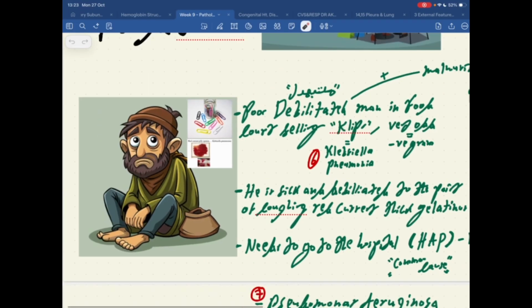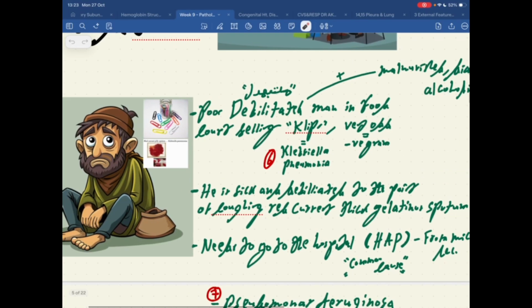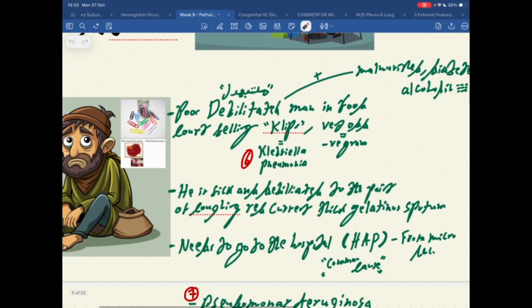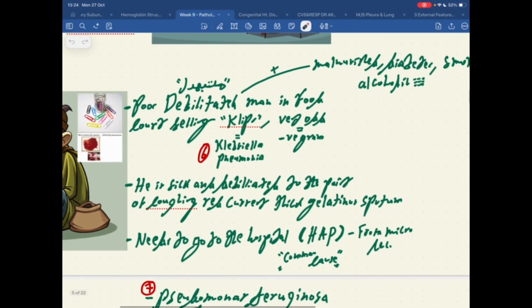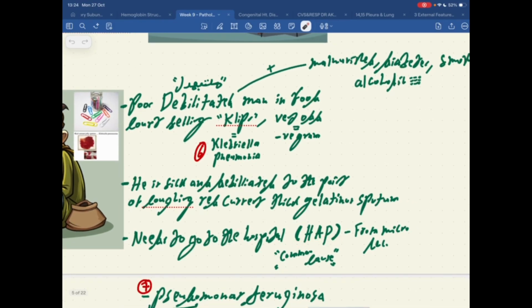And something that is related to the microbiology lecture we've taken, and it's very important we need to know, is that Klebsiella is more commonly a hospital-acquired bacteria, okay? So this is why, in this case, such a patient or such a poor man needs to go to the hospital, right? So this is how we connect it to HAP, hospital-acquired pneumonia, which Klebsiella is a common cause of, okay?